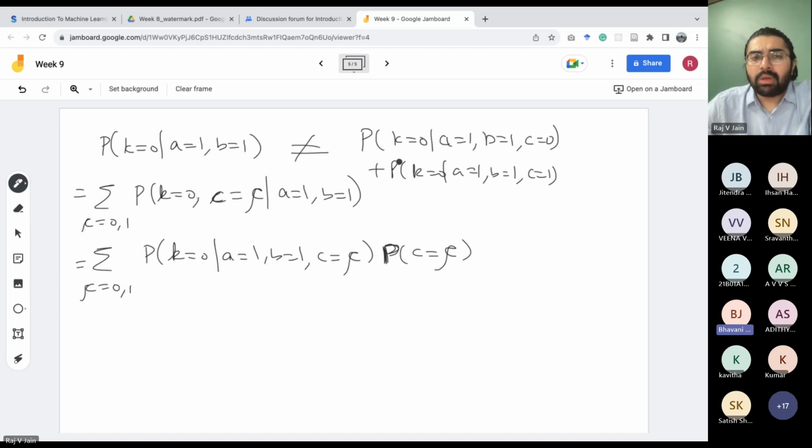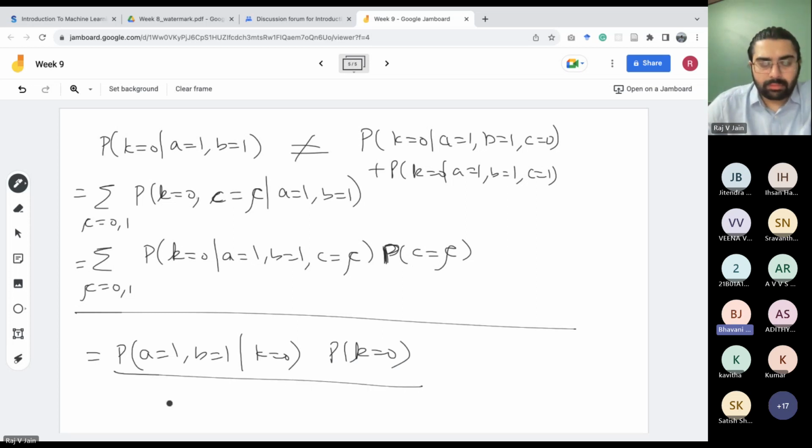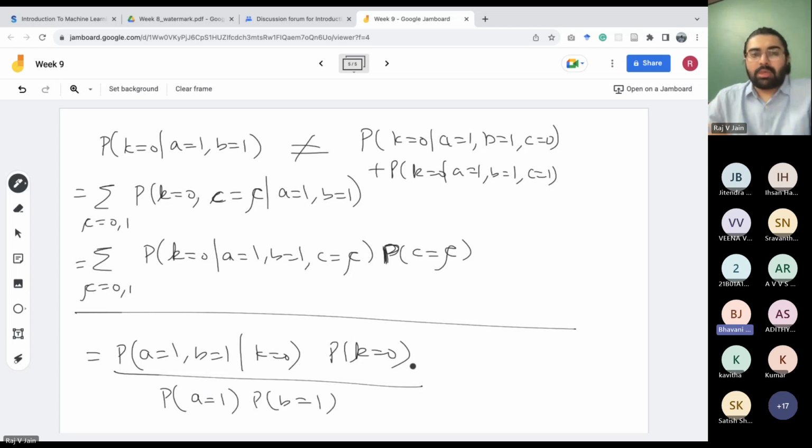So in our class, what we did was we ignored c. We took it as a Bayesian formula where we did probability of k equal to 0 given a equal to 1, comma b equal to 1, is equal to probability of a equal to 1, comma b equal to 1 given k equal to 0 into probability of k equal to 0, divided by probability of a equal to 1 into probability of b equal to 1. So this is the formula which we discussed in the class. But why not the other one?